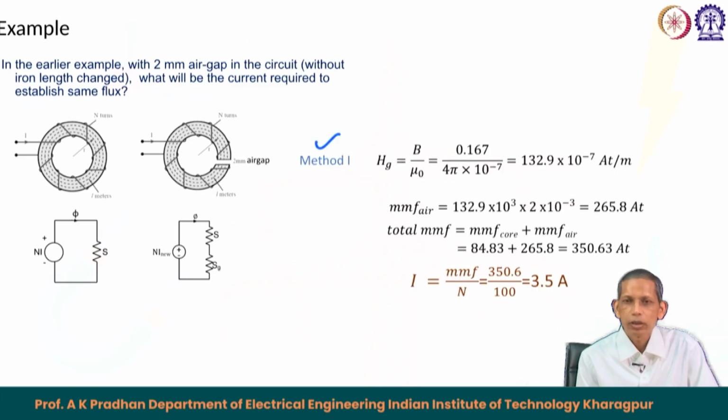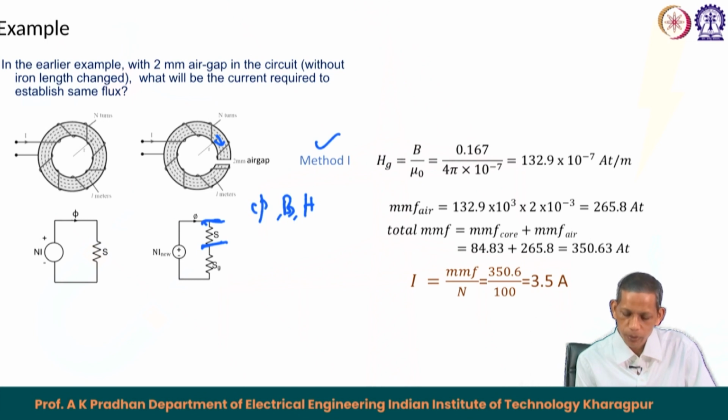So, method 1, that is the HL formula. We have already found the corresponding drop for the core, because the flux in this core is 0.1 milliweber, flux phi is the same, B is the same. B equals mu H, mu is the same, so H is also the same, and H and L c are also the same. So, the MMF drop for the core also remains the same. We do not need to calculate it. The MMF for the core we have already calculated, and it is 84.83, as we have already seen.